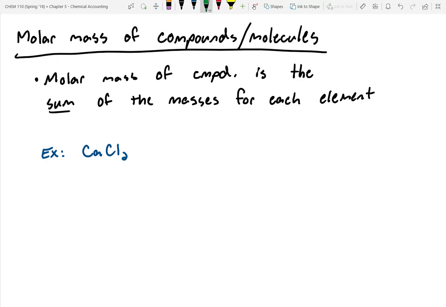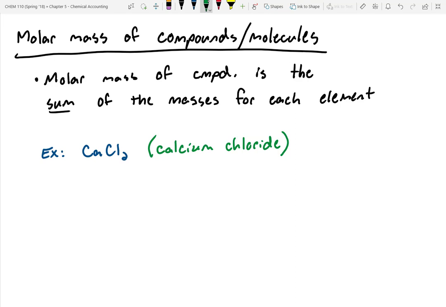CaCl2. What's the name of this? Calcium chloride, right? We don't need mono, di, tri, tetra. We also don't need Roman numerals because it's not a transition metal. So this is calcium chloride. Let's determine the molar mass for calcium chloride.